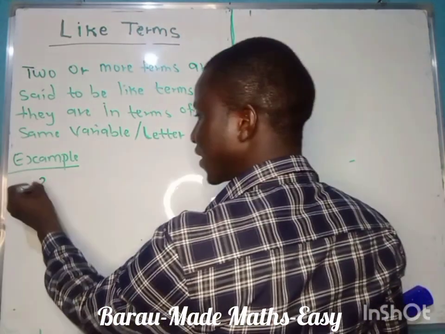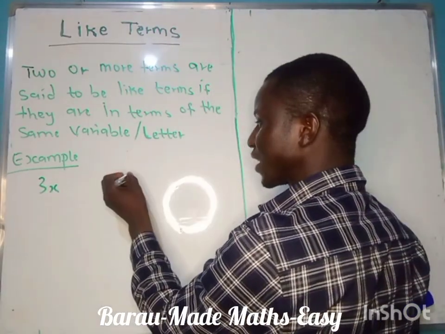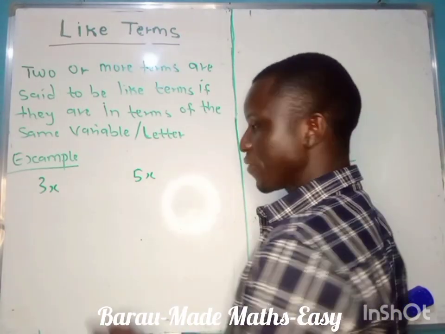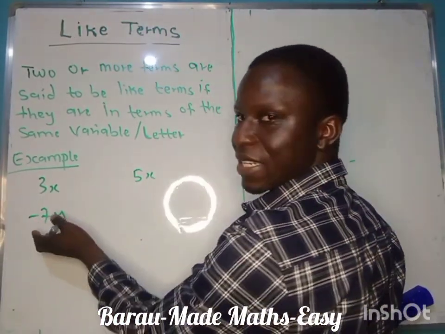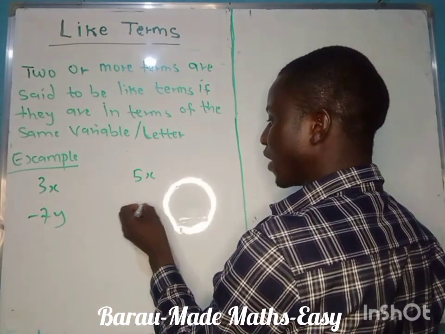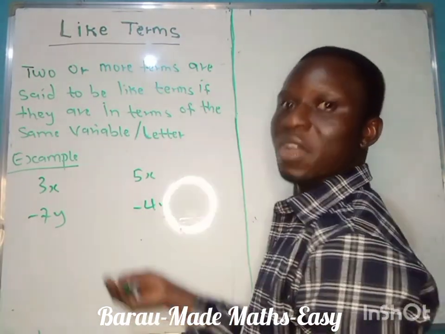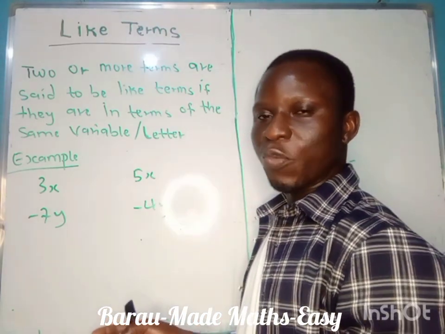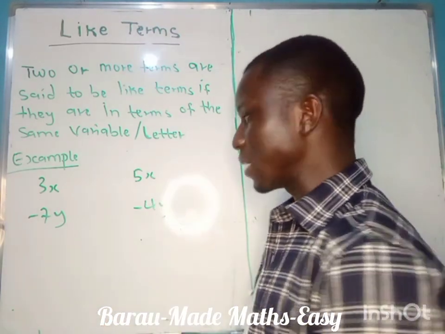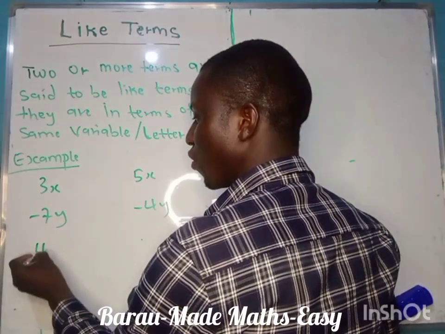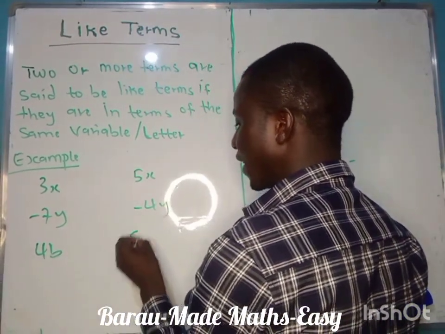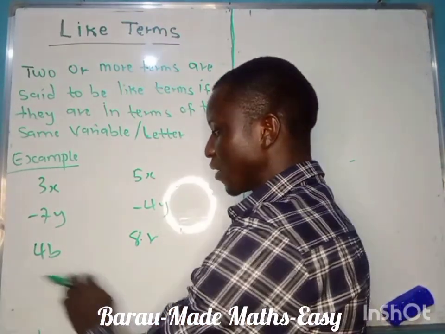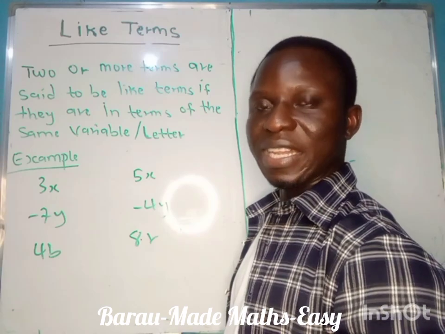Example, when I have 3x, I can say it's alike to another term 5x because they are expressed in terms of the common letter x. If I have minus 7y, I can say this term is alike to another term minus 4y because they are in terms of y, the same letter. But when two terms are expressed in different variables, we say the two terms are not alike. They are not like terms. Example, when I have 4b and I have 8r, these two terms are not like terms because they are expressed in terms of different variables or different letters.